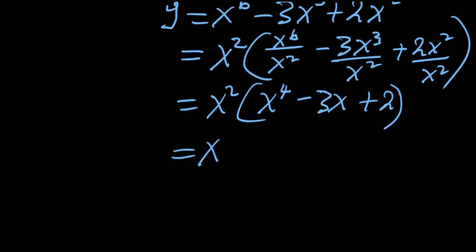So to factor this, we are going to find two factors of plus 2 such that their sum should be negative 3. And these two factors would be negative 2 and negative 1. So negative 2 times negative 1 is going to give you plus 2, and the sum of negative 2 and negative 1 is negative 3.